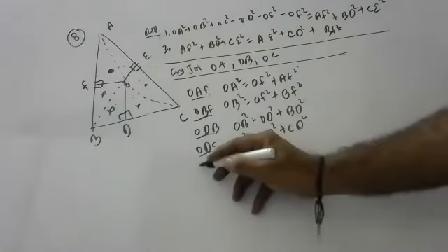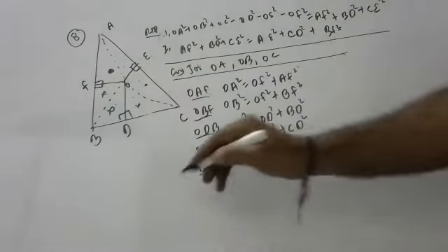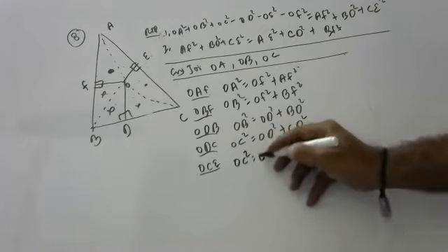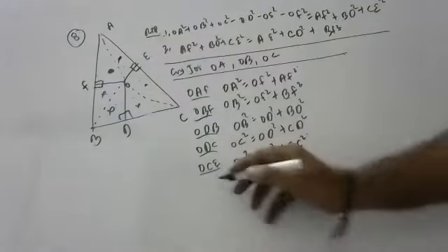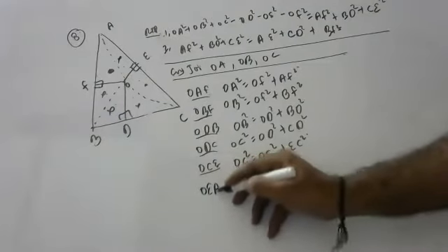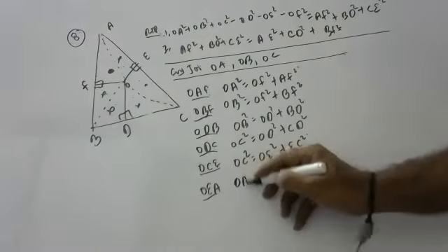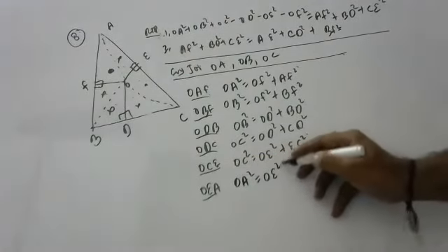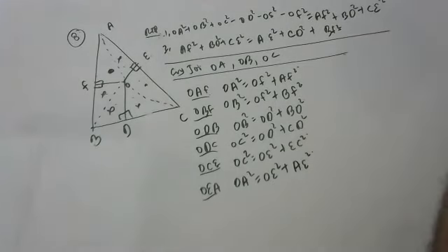Yeah, Sai, you want to say? Tell OCE. OC square is equal to OE square plus EC square. Okay. Anyone, boy, tell this one, Pythagoras theorem: AO square is equal to OE square plus AE square. Okay, then all of you mute your audios.